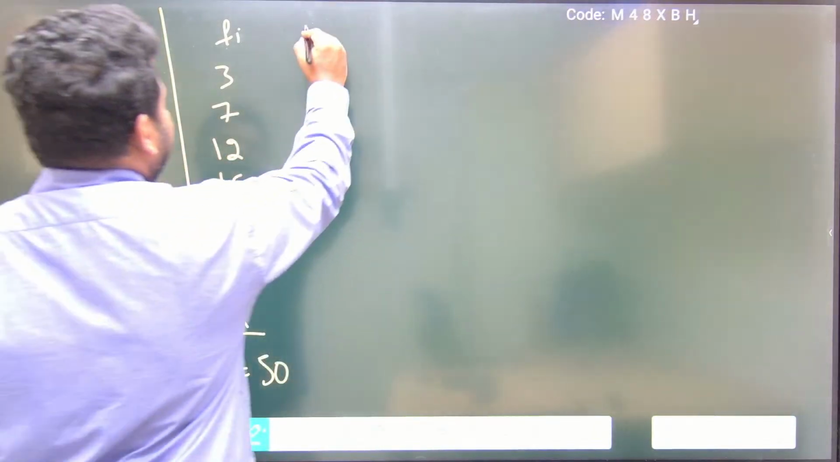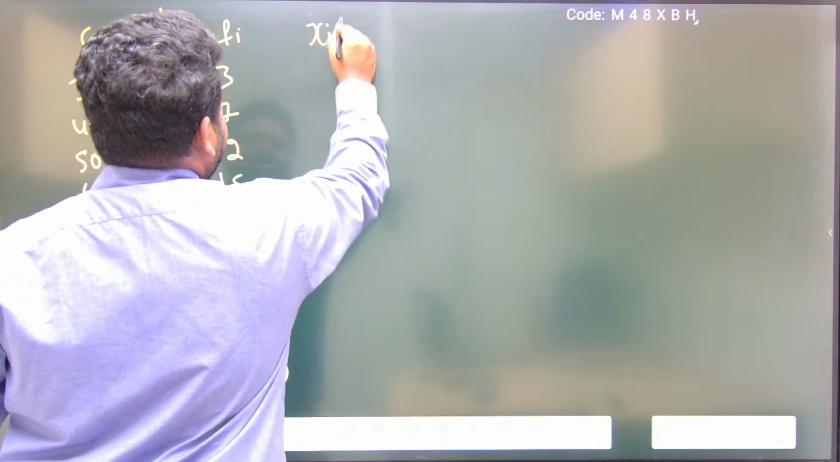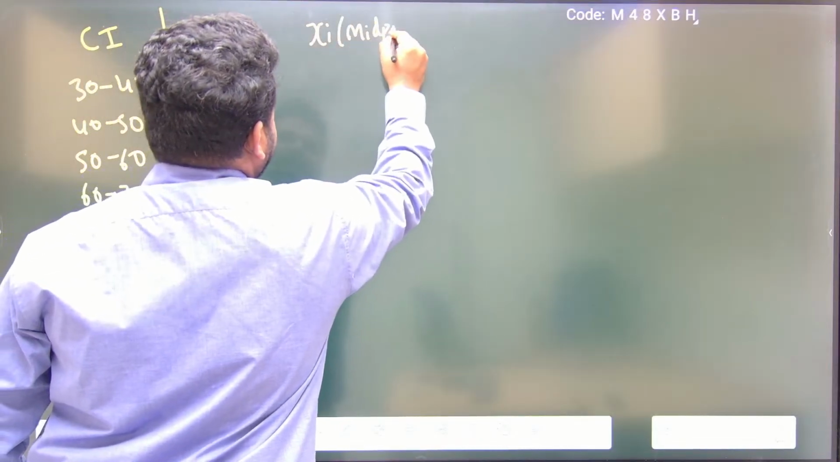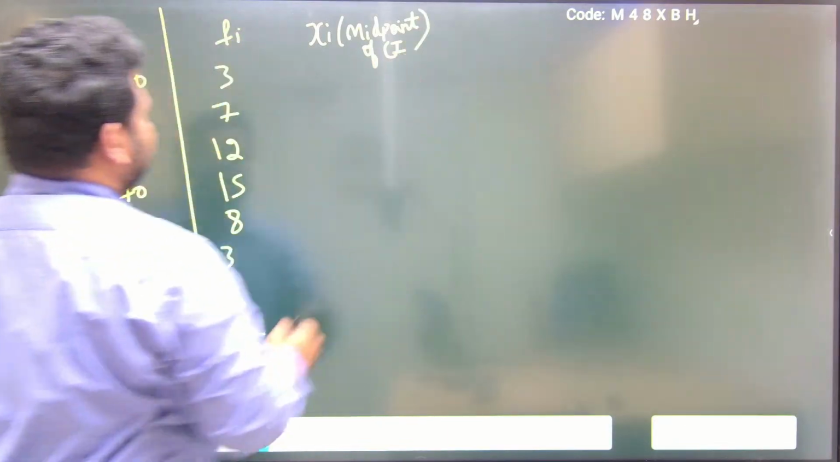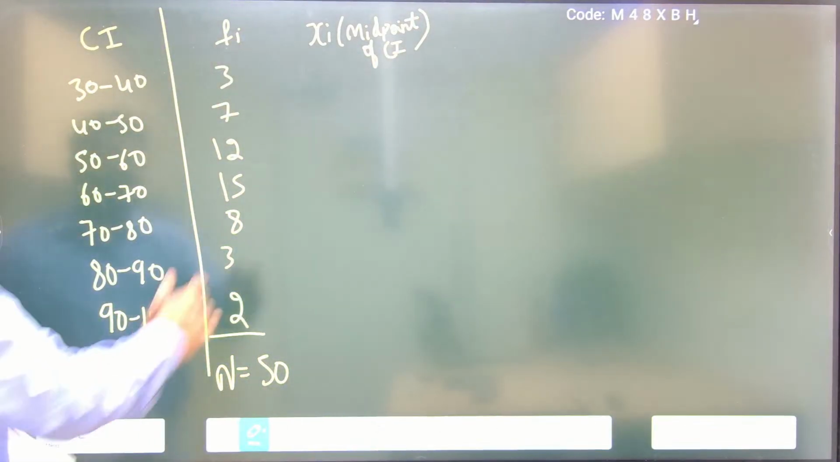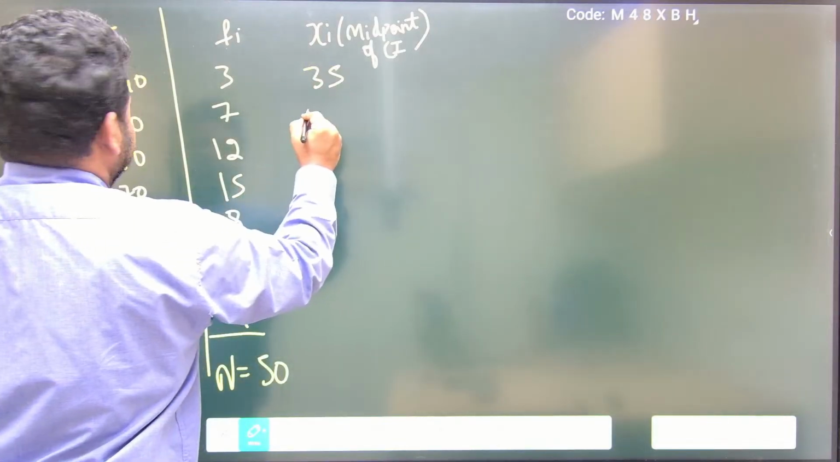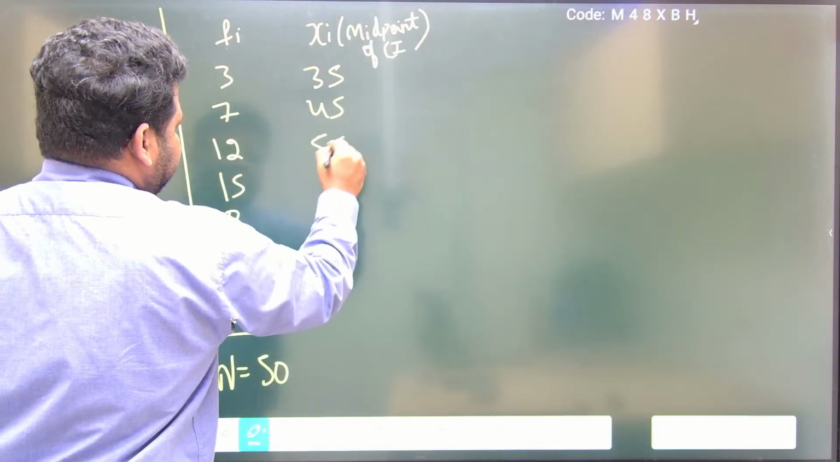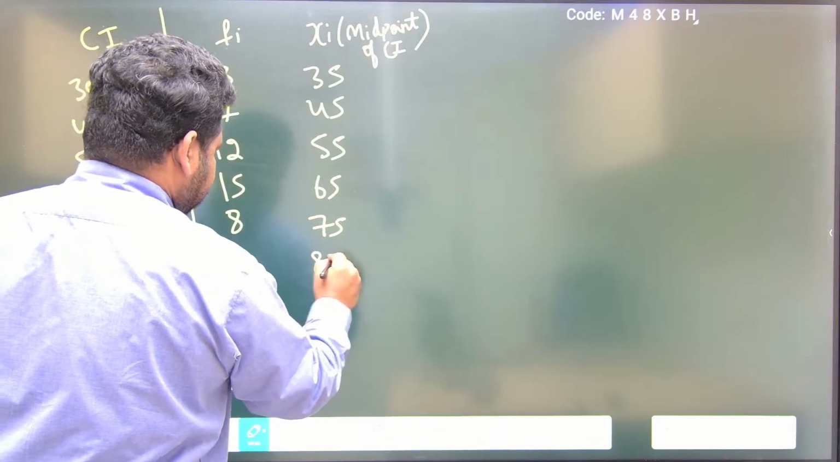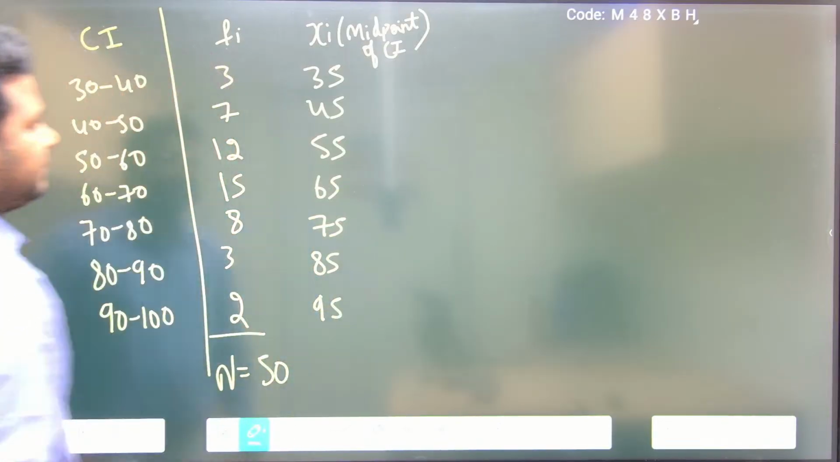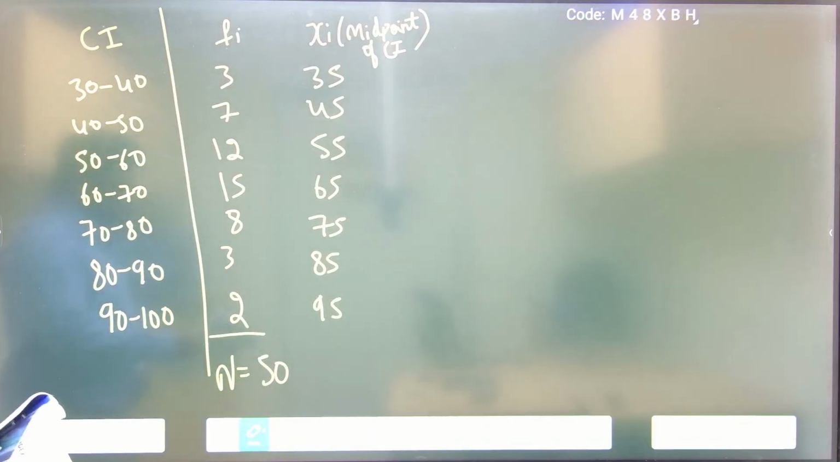So xi I have to find out. Xi is nothing but the midpoint of the class interval. So the midpoint of the class interval will be 35, 45, 55, 65, 75, 85, and 95. Next is fi into xi. First we have to find the mean, so let me complete the table first.